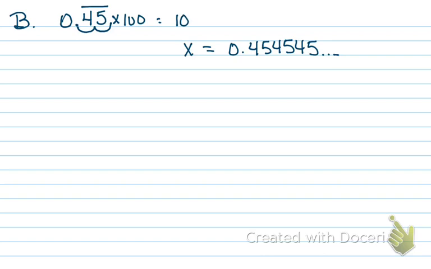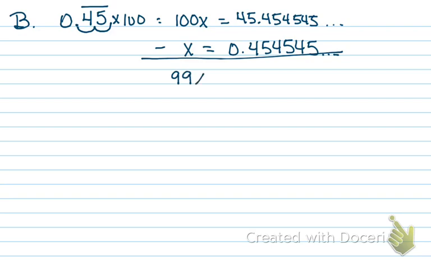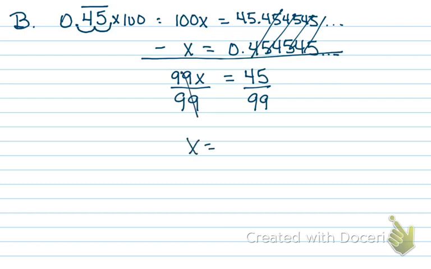So I end up with 100x is equal to 45.454545 and so on. And now I'm going to subtract those two. 100x minus x gives me 99x is equal to, this side all cancels out, and I have just 45 minus 0, which is 45. Now I'm going to solve for x. Divide by 99, and I have x is equal to 45/99. And this is my fraction.